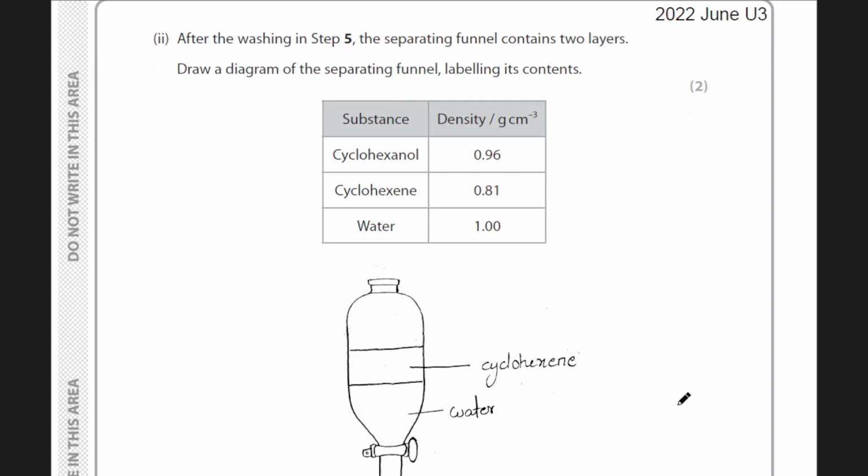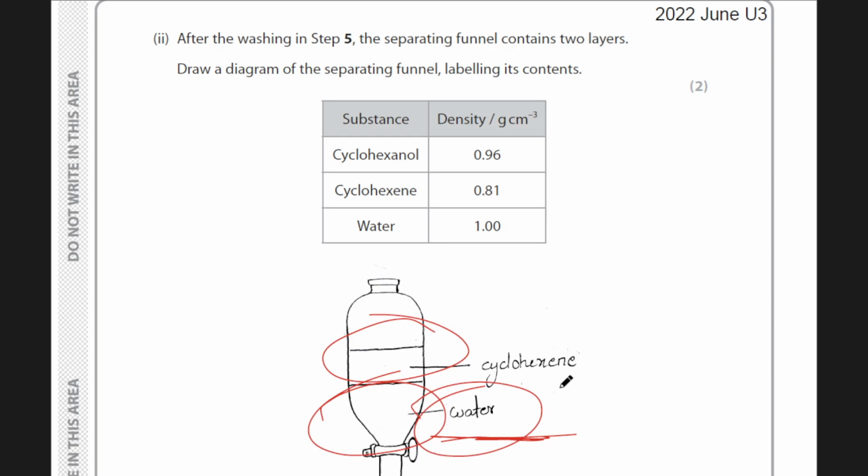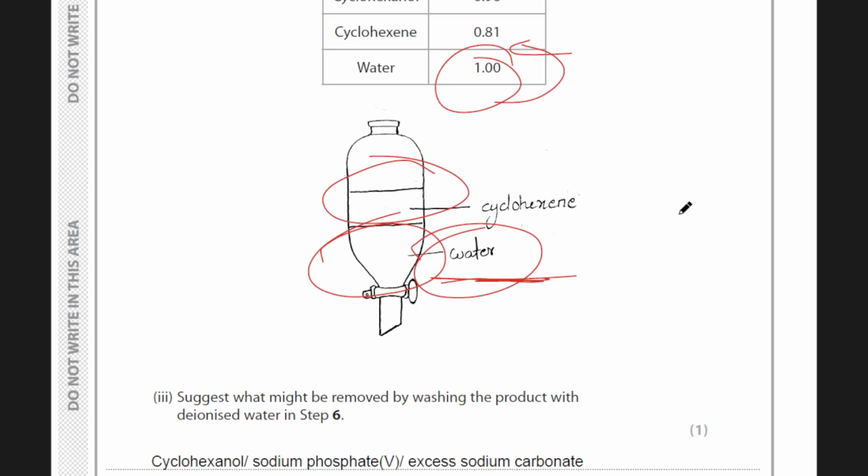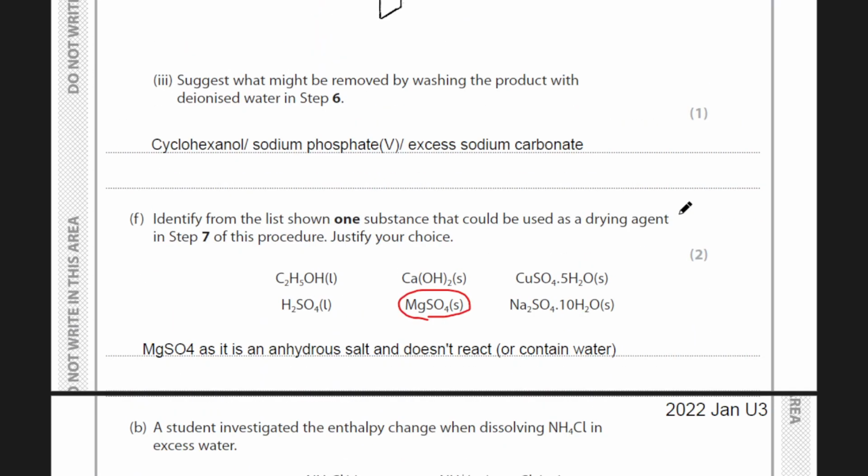Now, after washing in step 5, the separating funnel contains 2 layers. So again, you need to draw the apparatus which involves the solvent extraction process. Water is going to be present at the bottom layer, while cyclohexene is at the top, since water has a greater density compared to cyclohexene. So that's how it's going to get separated.